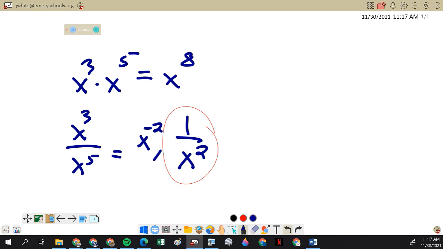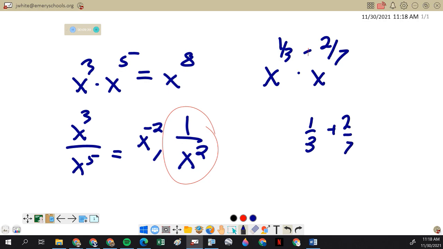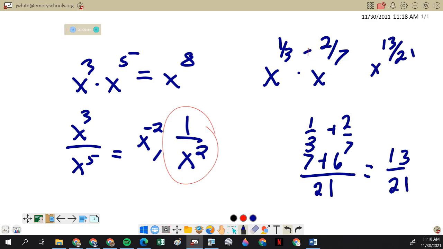Well, what if I had x to the 1/3 times x to the 2/7? How would I solve that? You'd add them. Add the two exponents. So 1 over 3 plus 2 over 7. The common denominator is 21. So 7 plus 6 would be 13 over 21. So x to the 13 over 21.